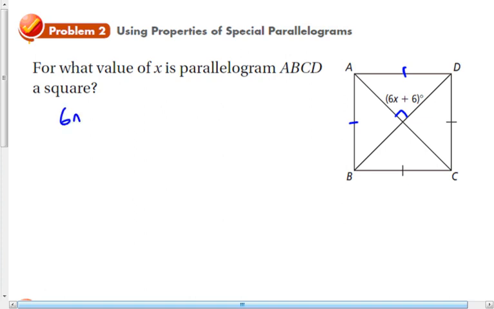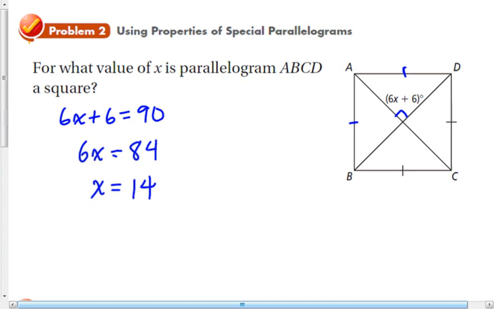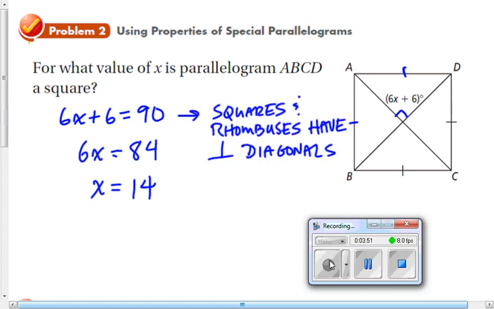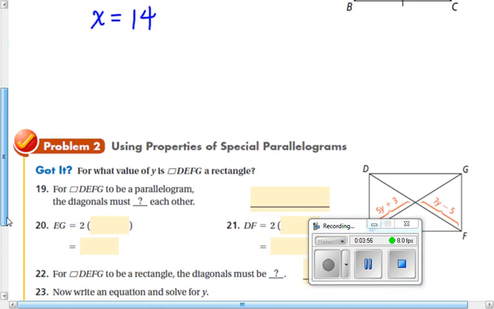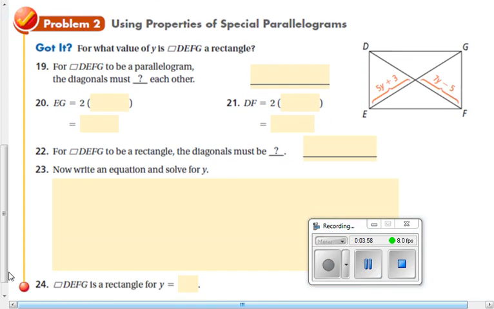So we could say that 6x plus 6 is equal to 90. And that's because rhombuses and squares have perpendicular diagonals. And then we'll just use the subtraction property of equality, and we get 6x equals 84. Using the division property of equality, we get x equals 14. All right, go ahead and try problem 2.